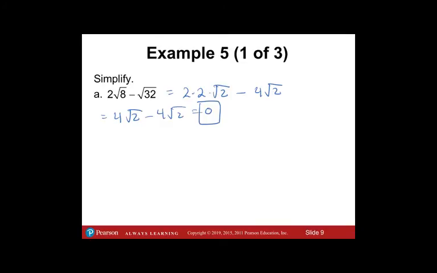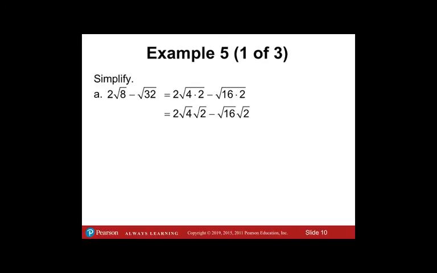0 is good. So notice that 8 is 4 times 2. 32 is 16 times 2. The square root of 4 becomes 2. The square root of 16 becomes 4. 2 times 2 is 4. And we get our 0.